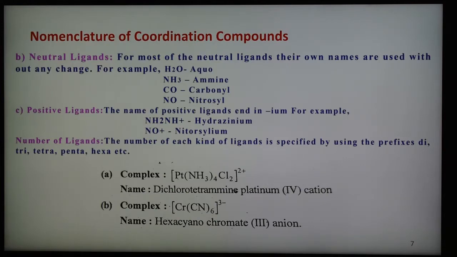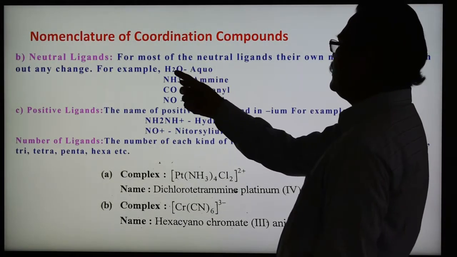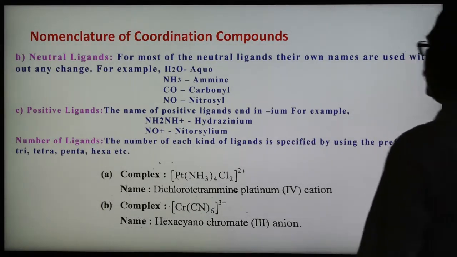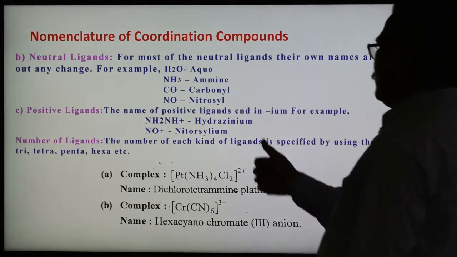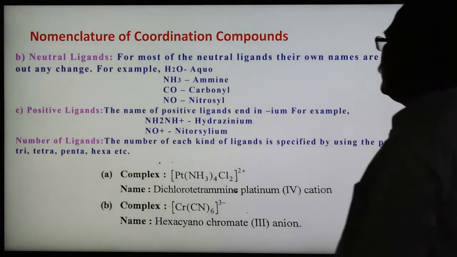After that, the neutral ligands are there, and most of the neutral ligands' names are used without any change. For example, water, here aqua, we have to write in case of water; NH3, ammine; CO, carbonyl; NO, nitrosyl. These are neutral ligands, and without any change we can write. In case of positive ligands, the name of positive ligands ends in IUM. For example, NH2NH3 plus, hydrazinium; NO plus, nitrosylium. Only a few examples of positive ligands are there.